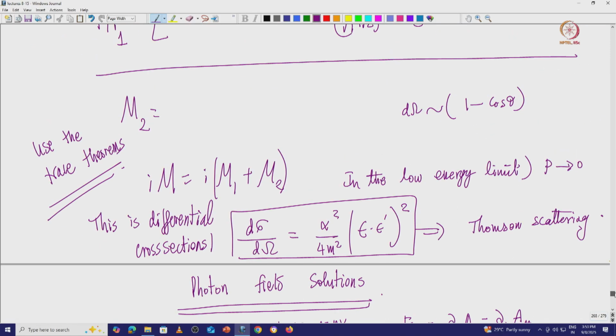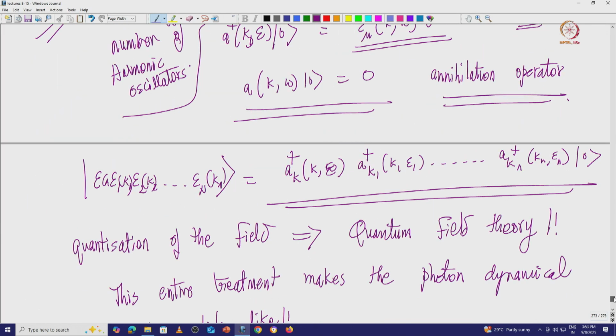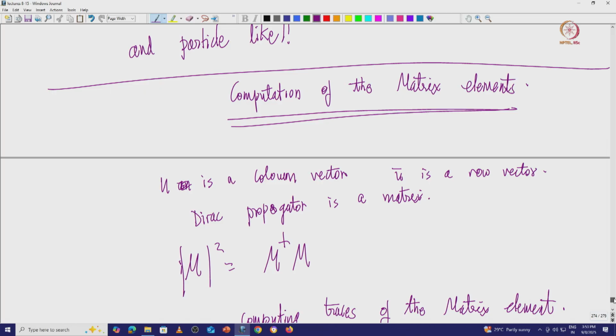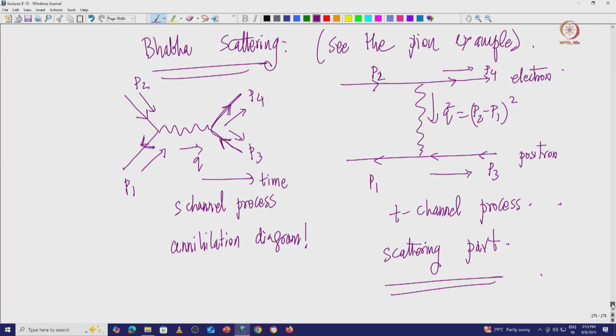It is equivalent to the Thomson scattering in the lowest energy limit. Similarly you can do the same thing for Bhabha scattering. It will end up being equivalent to the Coulomb scattering in the low energy limit, and these are all the trace theorems we learnt about. The Bhabha scattering has the 2 main diagrams in this particular fashion. These are the only 2 diagrams, so in this process you have the S channel and the T channel.